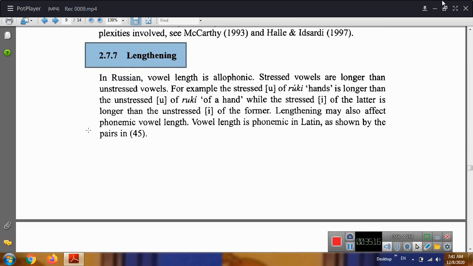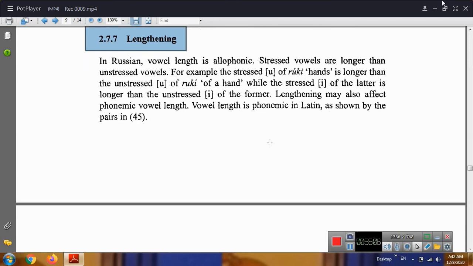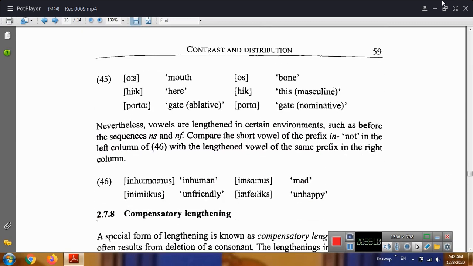Another process is lengthening. In Russian, vowel length is allophonic. It means that it doesn't create any differences in meaning. Stressed vowels are longer than unstressed vowels; it is a rule that stressed vowels are longer than unstressed vowels as a whole. For example, the stressed u in ruki, which means hands, is longer than the unstressed u in ruki, of a hand. As I told you, this diacritic shows the stress. And here we have a stressed e, but here we have the unstressed e.